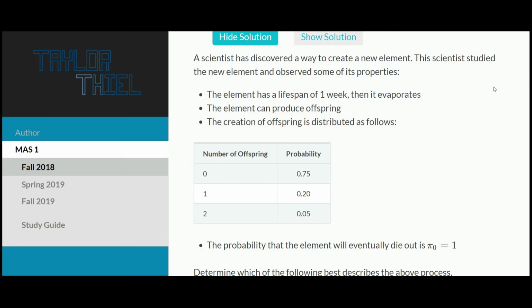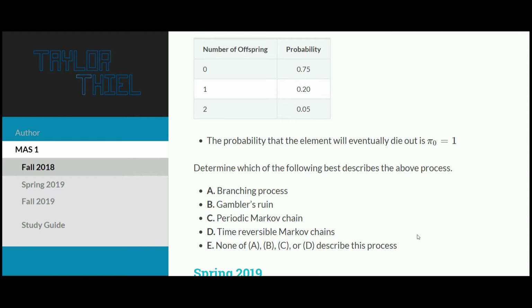A scientist has discovered a way to create a new element. The scientist studied the new element and observed some of its properties. The element has a lifespan of 1 week, then it evaporates. The element can produce offspring. The creation of the offspring is distributed as follows: 0 75%, 1 20%, and 2 5%. The probability that the element will eventually die out is pi sub 0 equals 1. Determine which of the following best describes the above process.